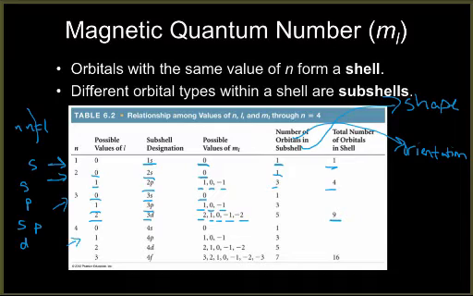And then from 4 and higher, we have s, p, d, and f. So 0, 1, 2, and 3: s, p, d, f. So 4s, 4p, 4d, 4f. s has 1 orientation, p has 3, d has 5, and then f has 7, if you count those all the way across. So the total then would be 16. And we're going to look a little bit later on at how each one of these orientations will hold 2 electrons.